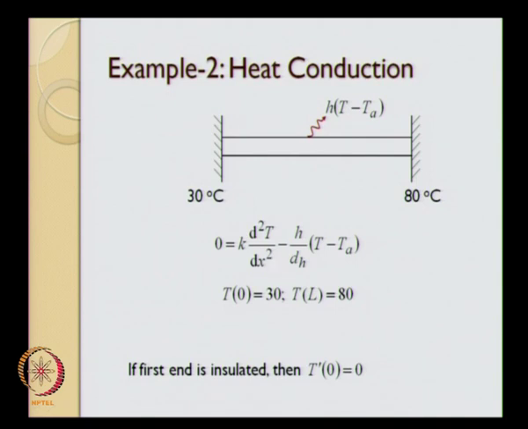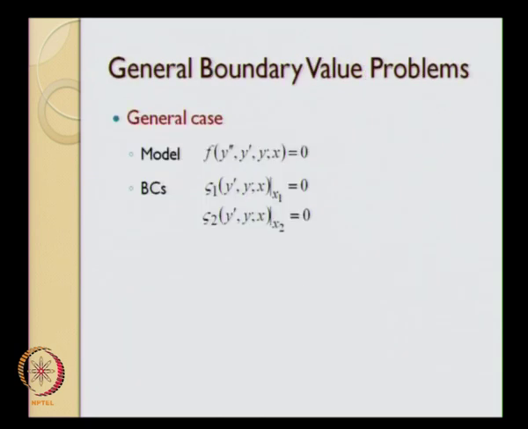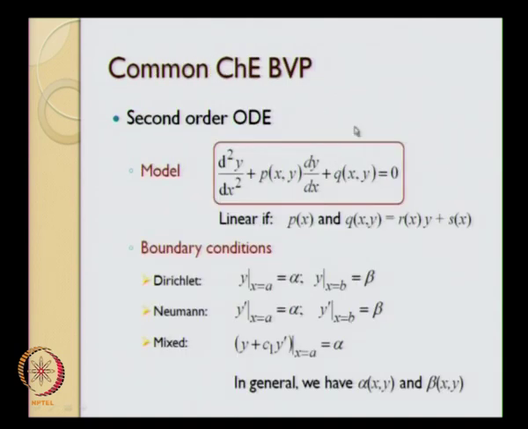So, this is going to be our governing equation subject to boundary conditions, because this is a second order ODE. We require two boundary conditions: one is chi 1 at x1 equal to 0, the other boundary condition is chi 2 at x2 equal to 0. So, this is a very general way of writing a boundary value problem. Let us look at the more specific case of the type of boundary value problems that we are going to encounter in chemical engineering systems.